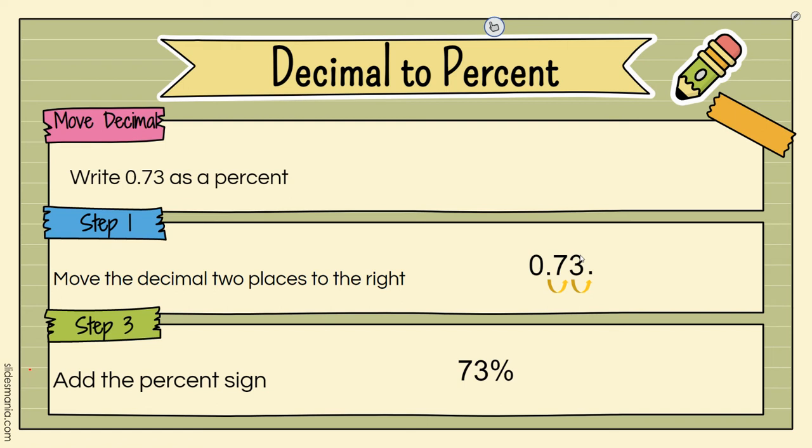Which way do you prefer? Do you like fraction and then decimal, or do you like just moving the decimal over? I think moving the decimal over is easier. I don't know if it's easier, it's less steps. Right? Yeah.